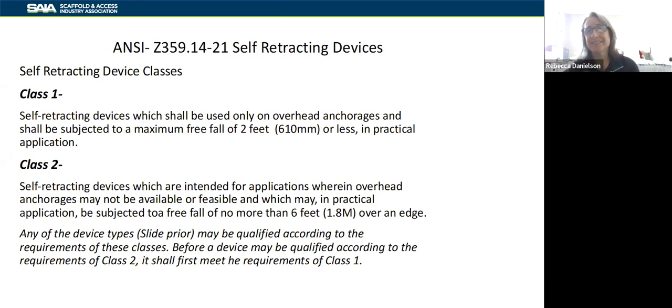So gone are Class A and Class B. Now we go to Class 1 and Class 2. And here's how I'll boil this down for you. Class 1 is directly overhead. If your SRL is directly over your head, that's a Class 1. Class 2 is everything else.